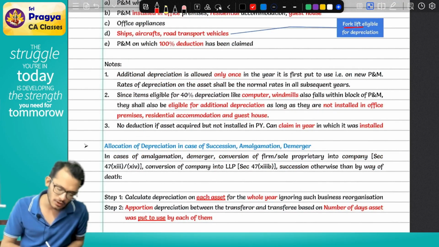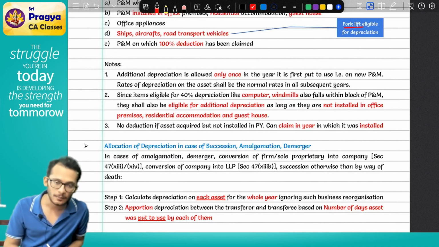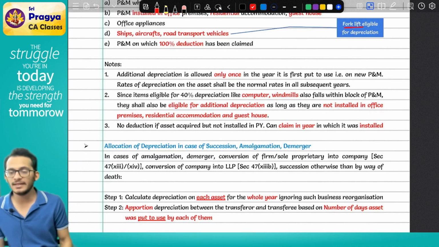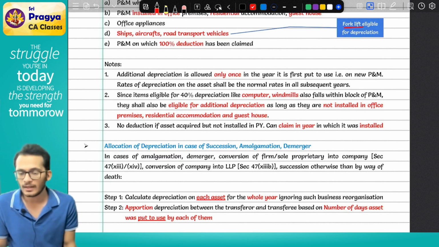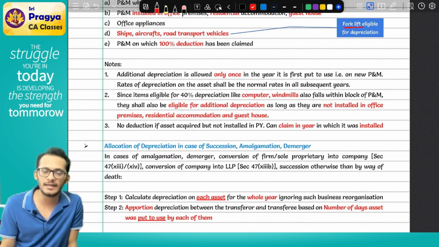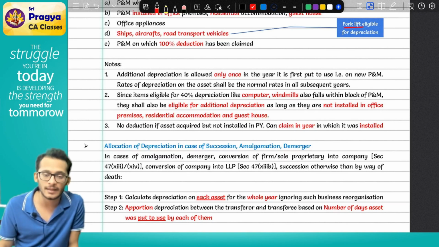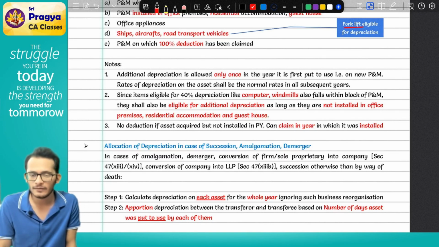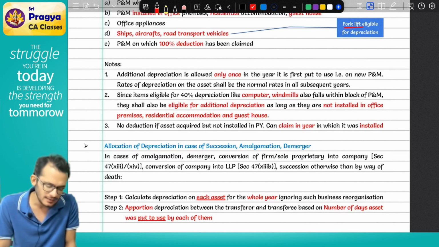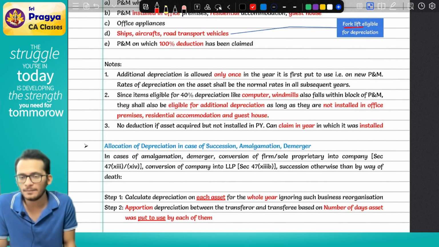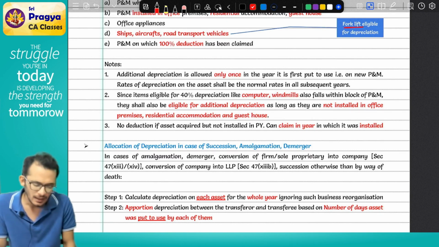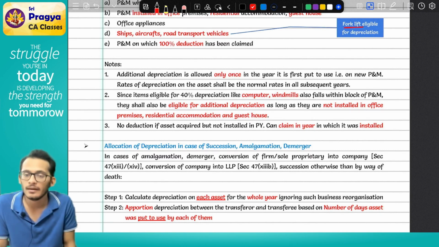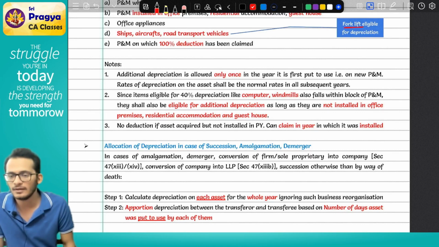I've clarified at the bottom that additional depreciation is allowed only once, in the year in which it is first put to use. Next year it will become old machinery, therefore you cannot claim additional depreciation, except in the scenario of less than 180 days, because then you are carry forwarding the first year 10% to the next year. Second, items like 40% depreciation such as computers and windmills are also eligible, as long as they are used inside the factory premises.